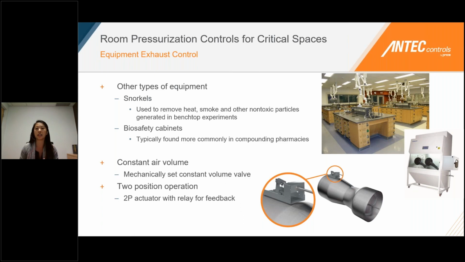And then because it is a mechanically pressure independent device with that cone spring assembly on the inside, it's going to be able to maintain that 200 CFM as there are changes in duct static pressure that are introduced.